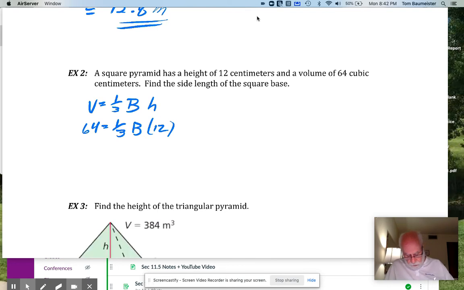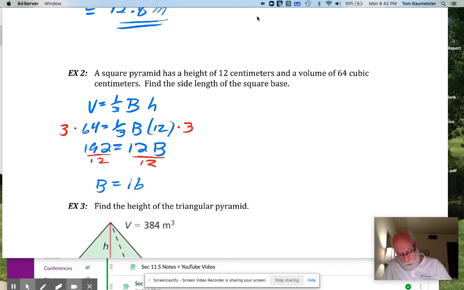Now you just have to decide, what do you want to get rid of first? If I get rid of the 1/3, that means I'm going to multiply both sides by 3. That gives me 192 equals 12 times B. To get B by itself, I'm going to divide both sides by 12, and that will give me that B is equal to 16.